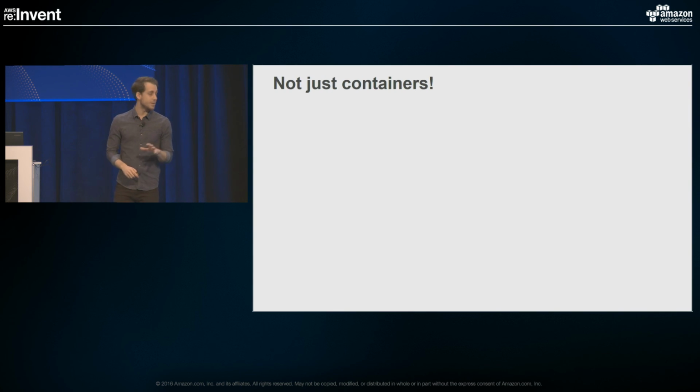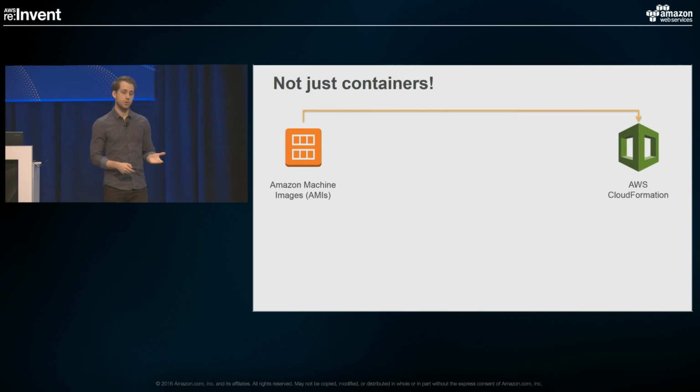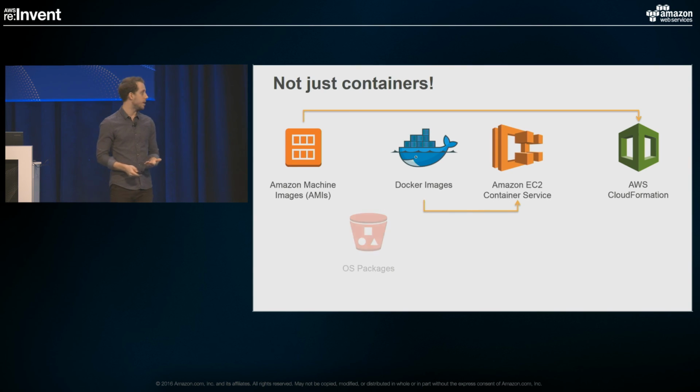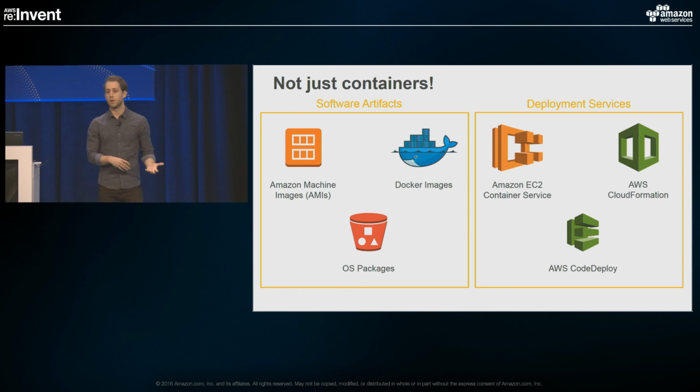And this process works not just for containers. I know this is a container session, so I don't want to spend too much time on this, but imagine you're not building Docker images today and you're using Amazon machine images. You can implement the same type of control in CloudFormation, right? Of course, we spoke about Docker images using ECS, or maybe you're just building applications, saving your OS packages in S3 or source code control somewhere, and you're using CodeDeploy to push them out. The point is you have a software artifact at some point that you're deploying, and you have a service in AWS that you use to deploy it.